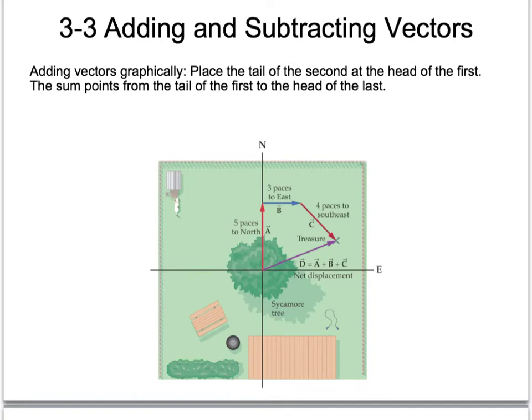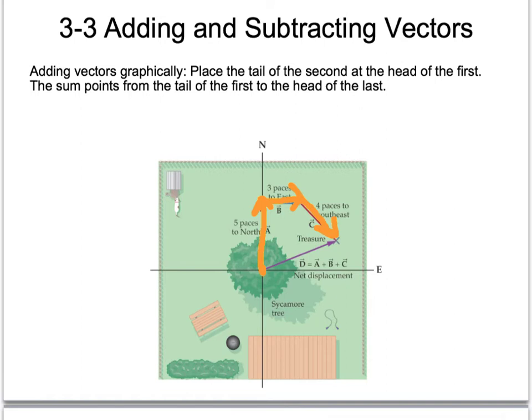Now let's talk about how we add vectors. So suppose you had treasure buried somewhere, and your treasure map said start at the sycamore tree, which is on this map. Start at the sycamore tree, go 5 paces north, 3 paces east, and 4 paces southeast.